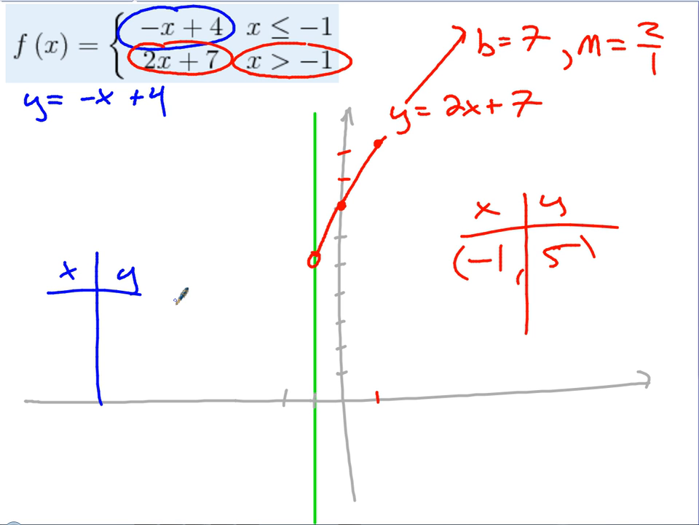So, I don't know, what about -3? If I plug -3 in for x, what do I get for y? 7. Minus -3 is +3, plus 4 is 7. Okay, so there's a point. So I can go back 3 and up 7. 1, 2, that was what, right there. Okay, so right about there-ish.